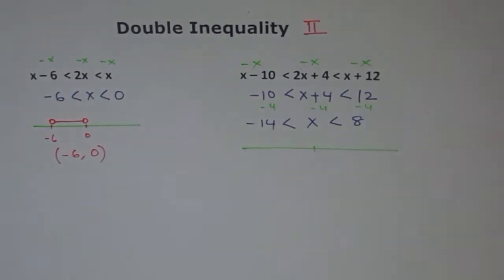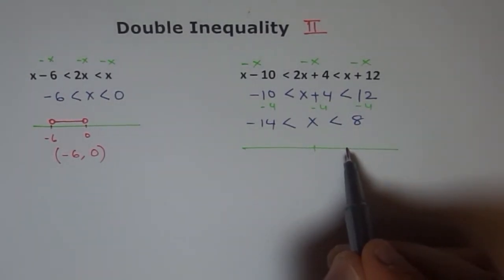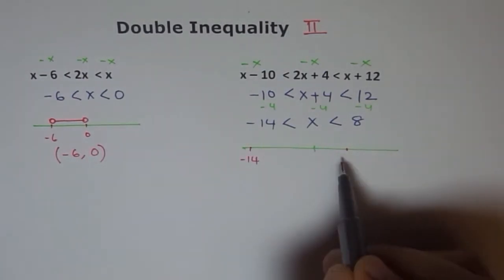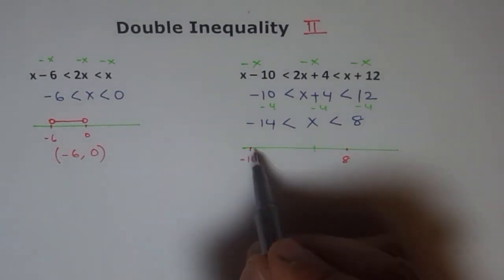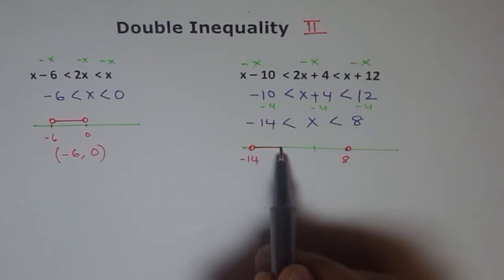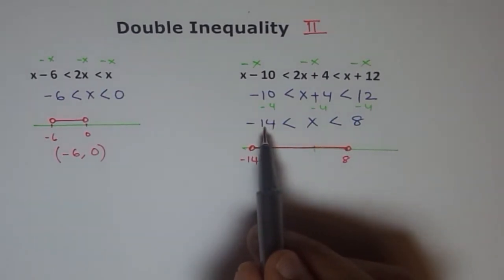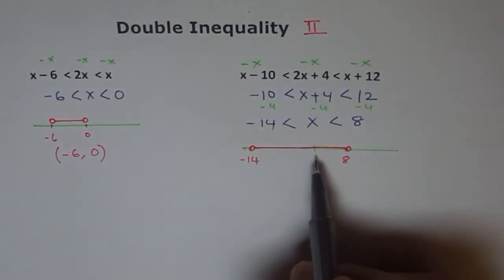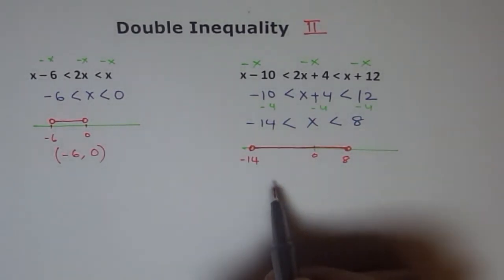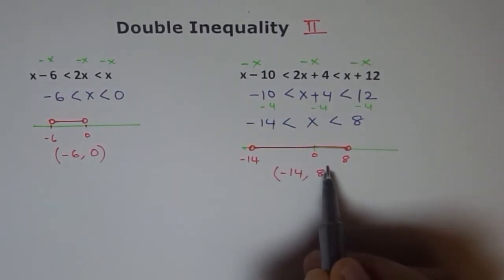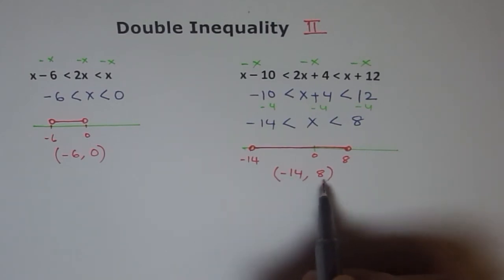On my number line, my solution is, let's say this number is 8 for me, and this number is minus 14. Let me write this as minus 14 here and plus 8 here. On the number line, I will show like a hole here and a hole here and join them. So x is between minus 14 and 8, not including minus 14 and 8. Correct? How will I write this in interval notation? Interval notation, I'll write like this. Minus 14, that means this is not included, and 8, all real numbers between them, correct?